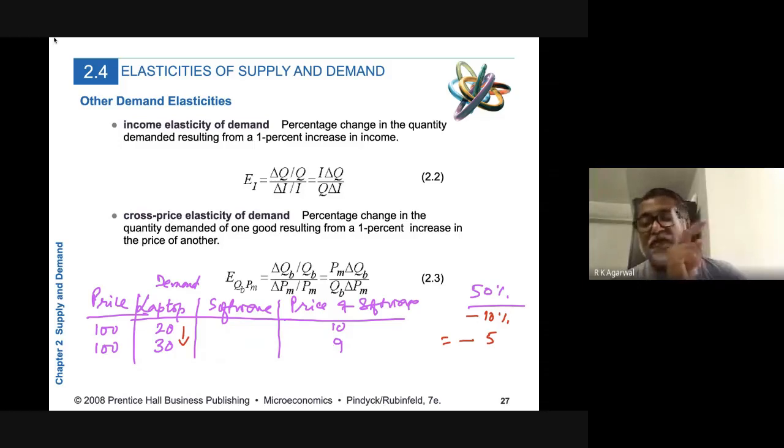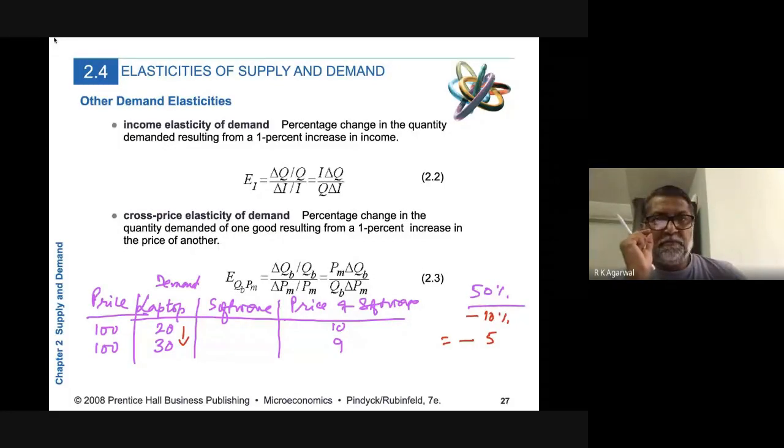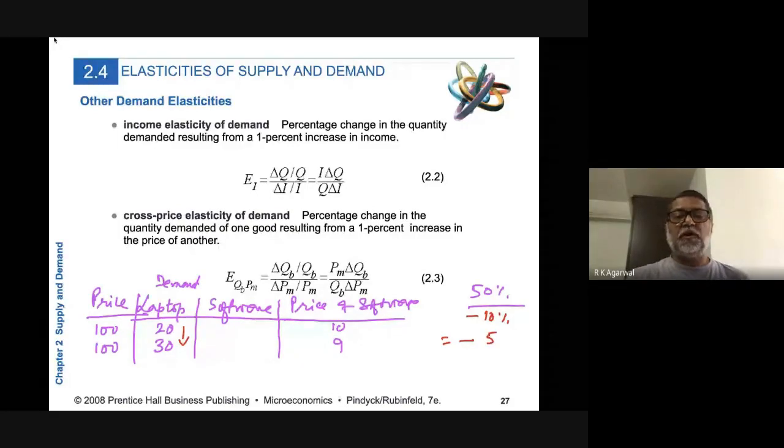Minus 5. Now this time minus is important because if cross elasticity is negative, it means we are referring to complementary products. If cross elasticity is positive, it means we are referring to substitute products. So that is how the sign, minus or plus, is important in case of cross price elasticity. So basically, cross price elasticity of demand is defined as percent change in quantity demanded of one good resulting from percentage change in the price of another good. That is how we define it.